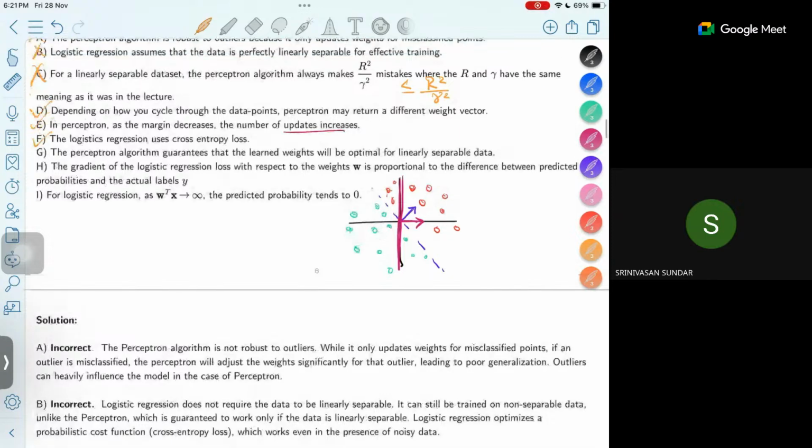Then, perceptron guarantees that the learned weights will be optimal for linearly separable data. We cannot say that it will be optimal, right? It will work, but it's not optimal. Optimum means we are trying to optimize some function. Here there is no objective function for perceptron that we are trying to optimize. So we cannot say that it will be optimal, and certainly we cannot guarantee it. So this is an incorrect statement. Also, there is only an upper bound on the number of mistakes, so that's why we can't say that.